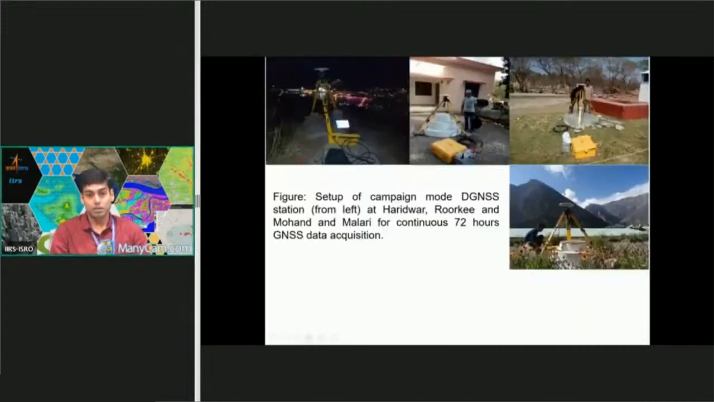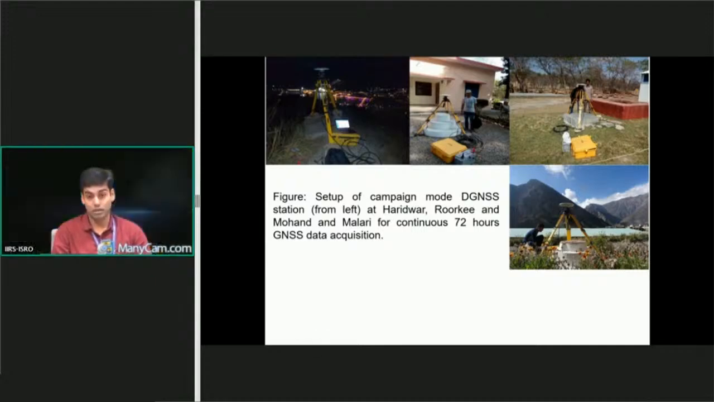These are the campaign stations. So we have to mark one nail, we can keep one pin, and we can focus. We can keep our antenna just above the pin, and we have to center it, and then we can do the continuous measurement. We do this measurement for 3 to 5 days because we are doing it for crustal deformation and strain modeling. So that's why we need to do this 3 to 5 day campaign survey.